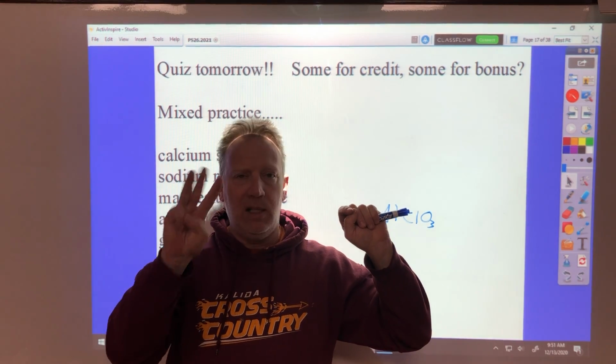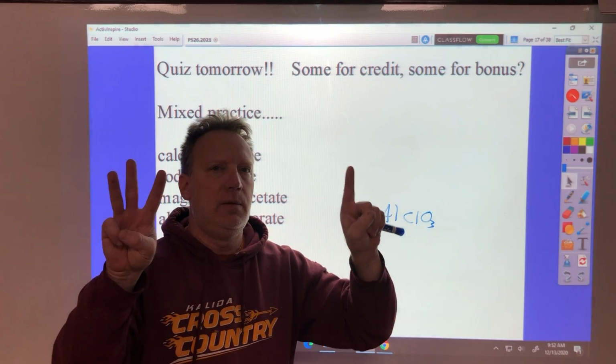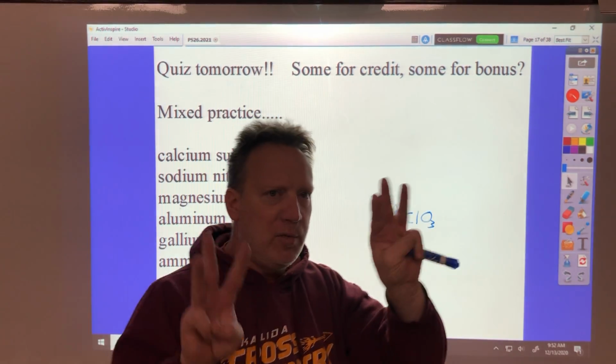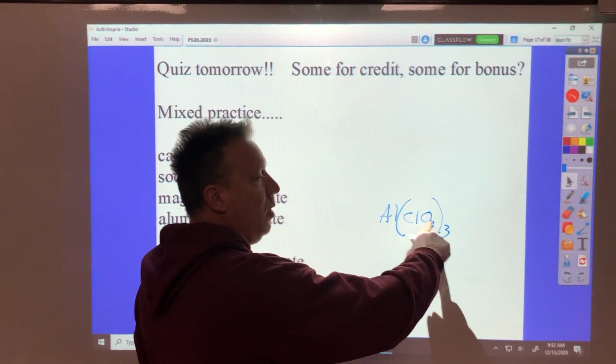Aluminum gives 3 valence electrons. Chlorate took 1 valence electron. Not a match. How do you get them to match? Have 3 chlorates. You show that by putting it in parentheses, and there's 3 of that whole thing.